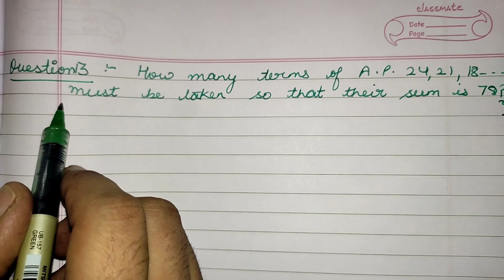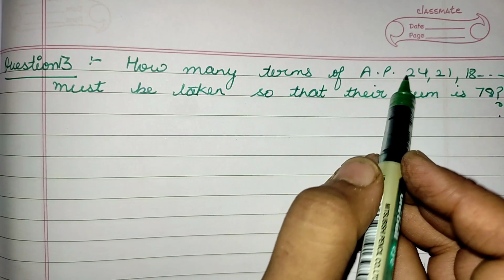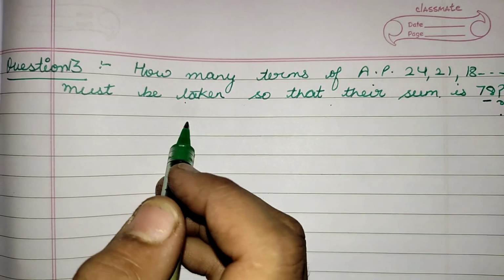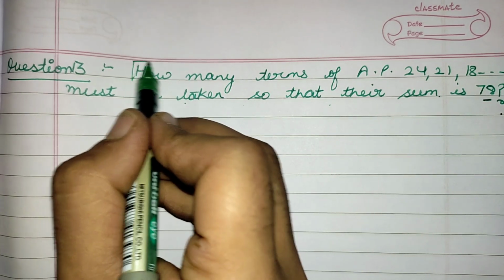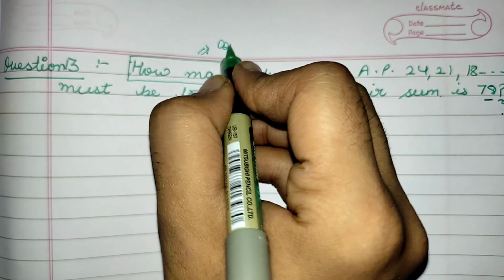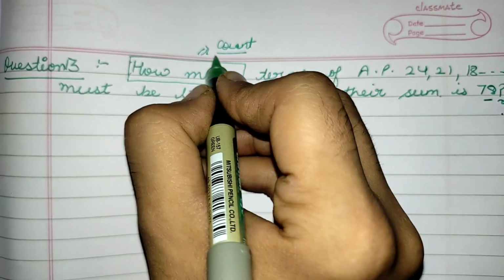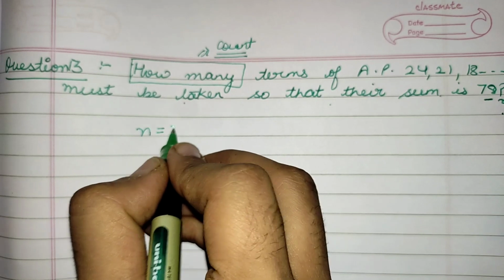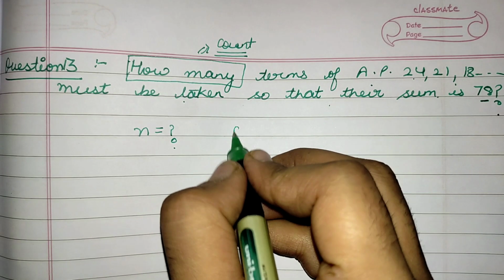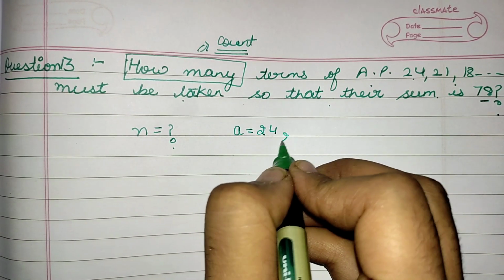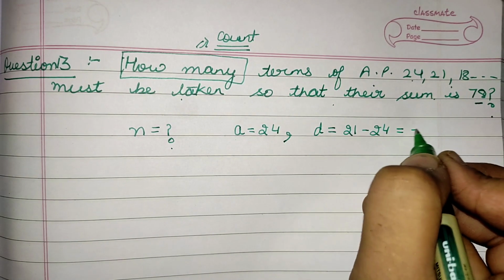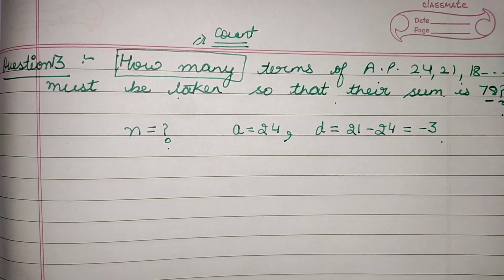Now moving to question number 13, which says how many terms of the AP must be taken so that their sum is 78. I have told you in the previous exercise also, whenever they are talking about how many, in English also, how many means count. I have to find the count, which means I have to find the value of n. So in this AP, the first term is 24, and the common difference is 21 minus 24, which is equal to minus 3.